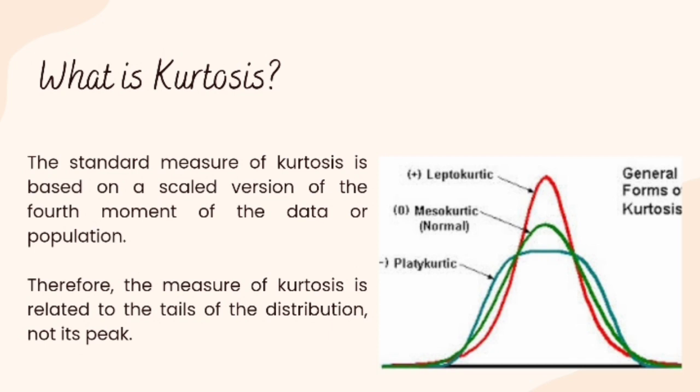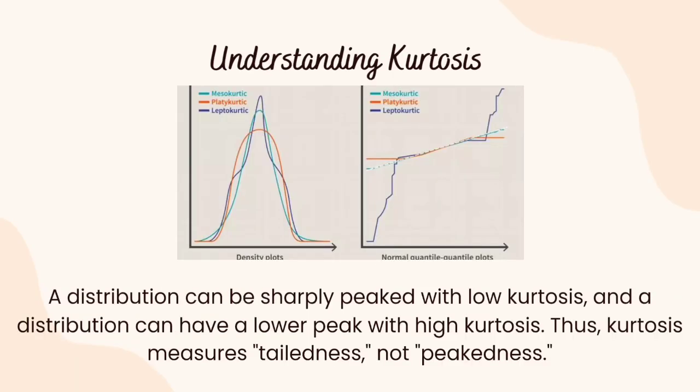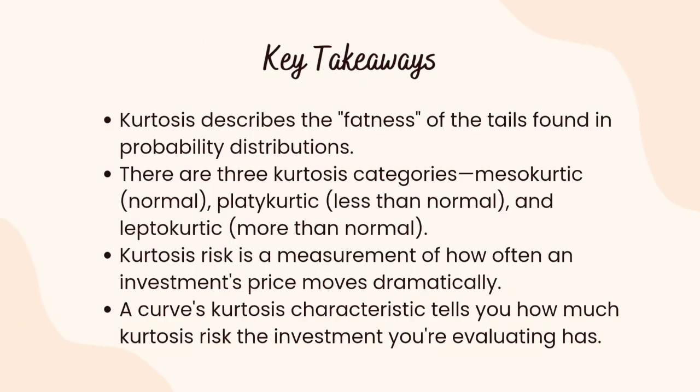Kurtosis is a measure of the combined weight of the distribution's tails relative to the center of the distribution curve, or the mean. Kurtosis is sometimes confused with a measure of the peakedness of a distribution. A distribution can be sharply peaked with low kurtosis, and a distribution can have a lower peak with high kurtosis. Thus, kurtosis measures tailedness, not peakedness. However, kurtosis is a measure that describes the shape of a distribution's tails in relation to its overall shape.